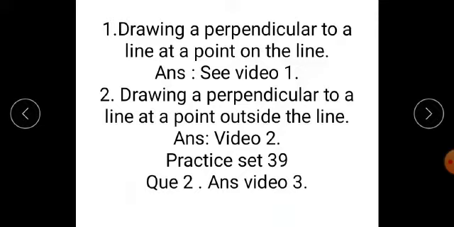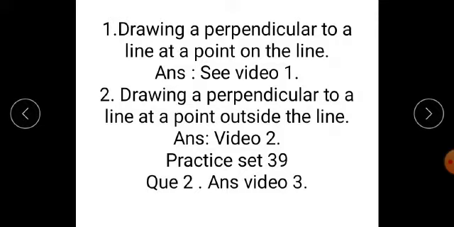First type, drawing a perpendicular to a line at a point on the line. Means students, you are given one line and on that line one point is present, and you have to draw a perpendicular to this given line at this given point. Students, it is possible for us to do this construction with the help of three instruments of your geometry box.